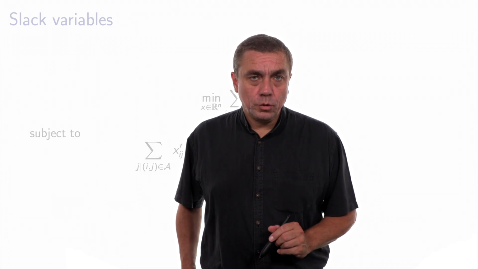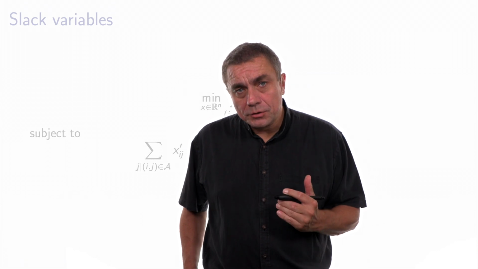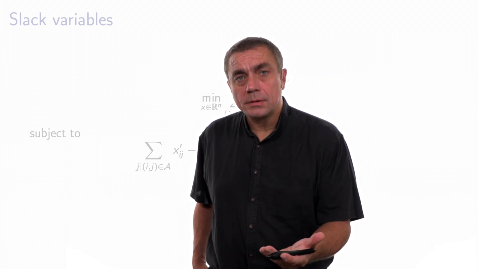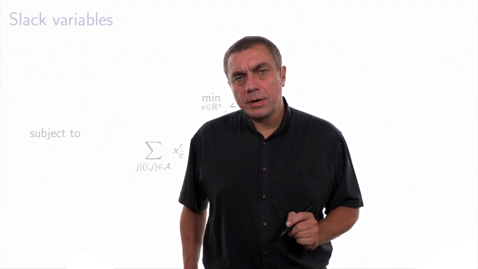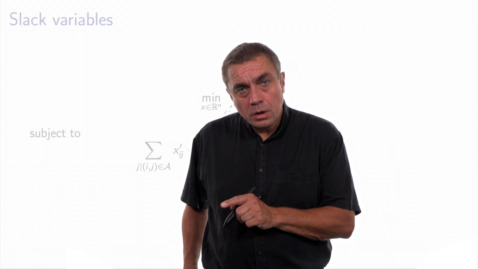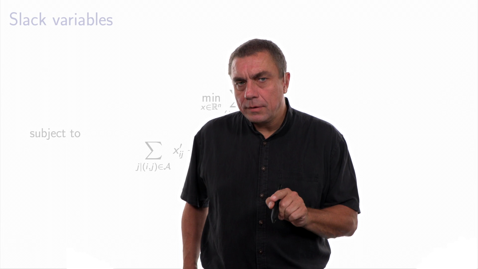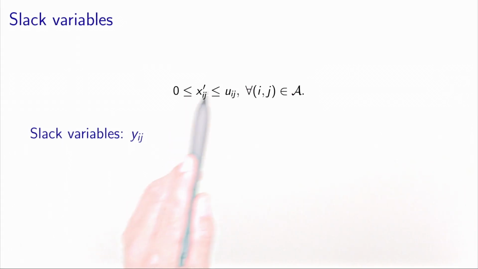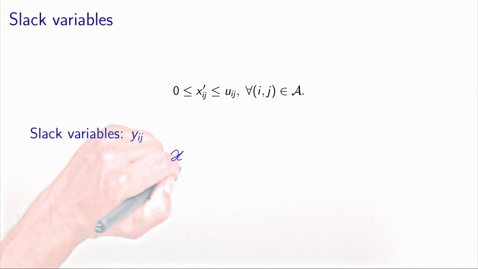The second thing we have to do in order to get a problem in standard form is to transform the inequality constraints into equality constraints using slack variables. Here, the only inequality constraints that we have is that the flow must be less or equal to its upper bound. So we will have to include a new slack variable per arc in the network. For each arc, we have that x'ij must be less or equal to u'ij. So we introduce the slack variable yij for each arc ij, and we have the following constraint.